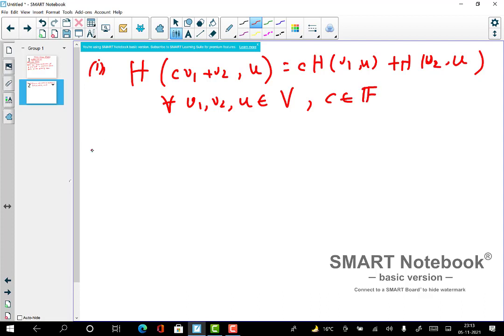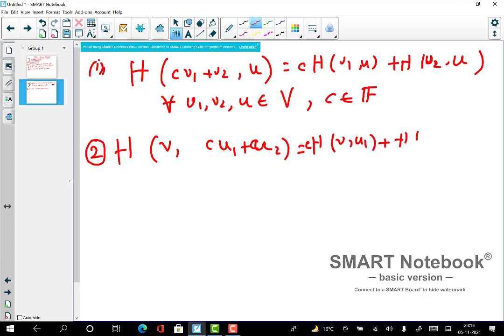Similarly, it has to be linear in the second argument. That means h of v, comma c times u1 plus u2, equals c times h of v, u1 plus h of v, u2. This is also true for all v, u1, u2 belonging to the vector space V and the constant c. So linear in both arguments, that is the meaning of bilinear forms.